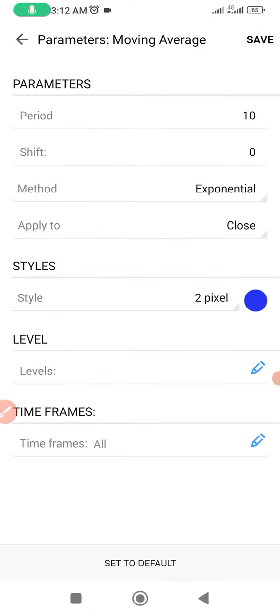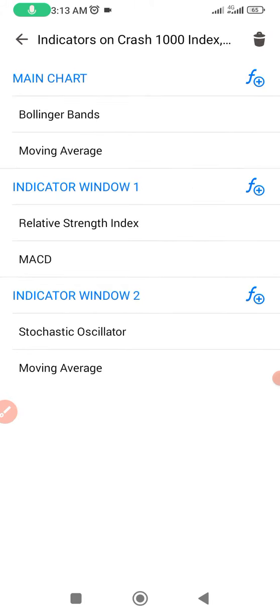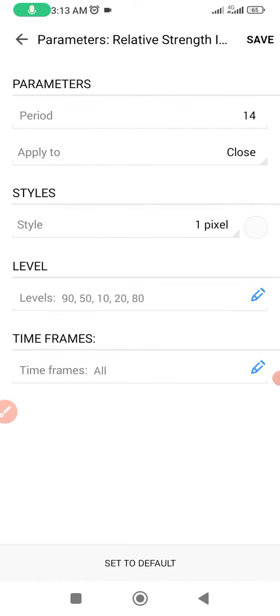Then you have our moving average for the main chart. Period is 10, shift is 0, method is exponential, apply to close. Choose any style of your choice. Then our indicator window 1, we have our relative strength index, period 14, apply to close. The style is 1. The color is the background of your chart, we don't want it to show.